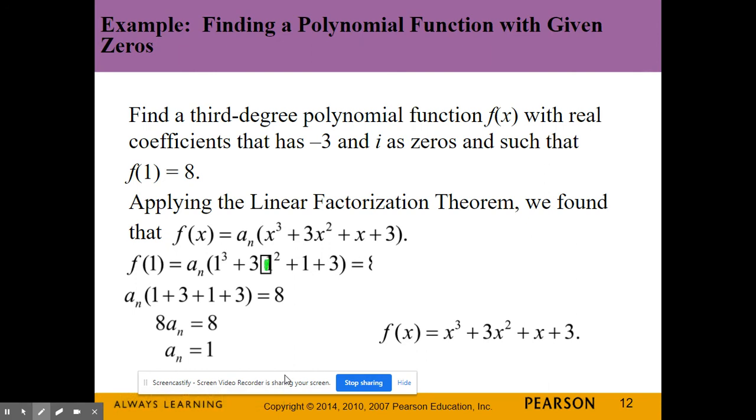All right, so that's a 1 in there, and then this is an 8 here. 1 plus 3 plus 1 plus 3 is 8. So 8 times a sub n is equal to 8, which means a sub n is equal to 1. If a sub n ended up being a different number, you would multiply it into that factor that we figured out, the x cubed plus 3x squared plus x plus 3. Since it's 1, you just multiply in 1, which is nothing, and you end up getting that the equation is f of x is equal to x cubed plus 3x squared plus x plus 3.